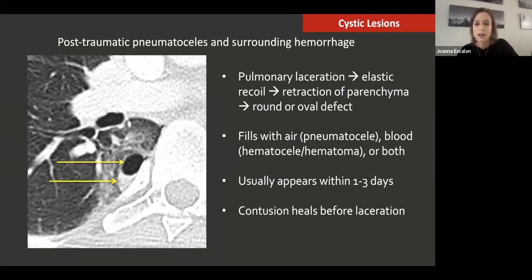So you can imagine, digging into the chart and finding a history of trauma like this is very important, because if you don't have that ground glass around it, it might be harder for you to interpret just that little cystic space with air fluid level.